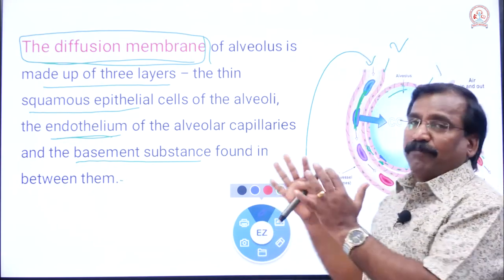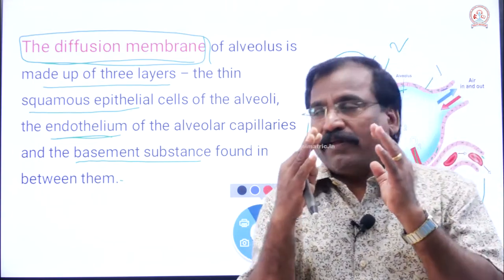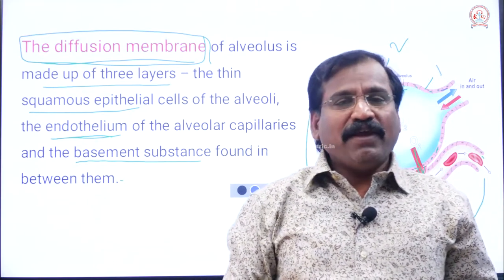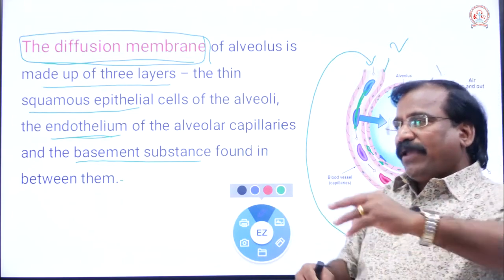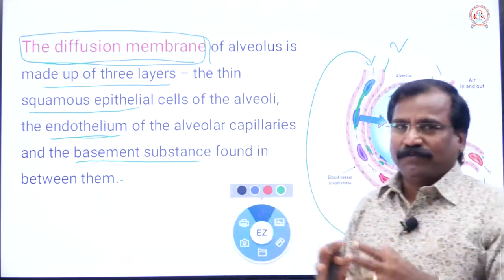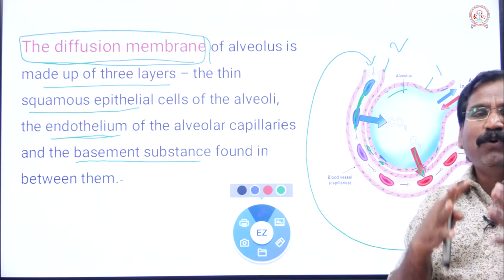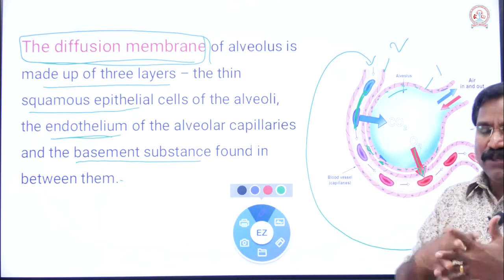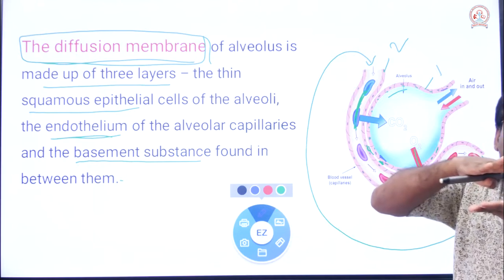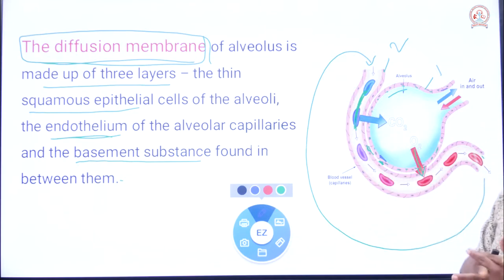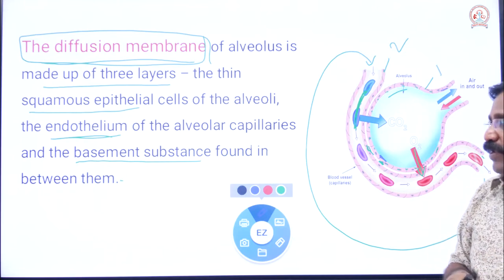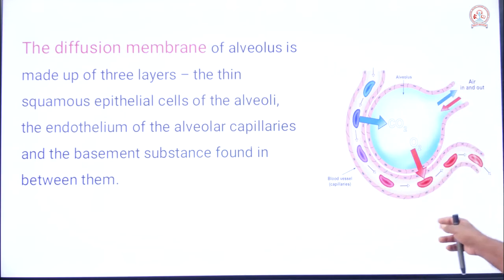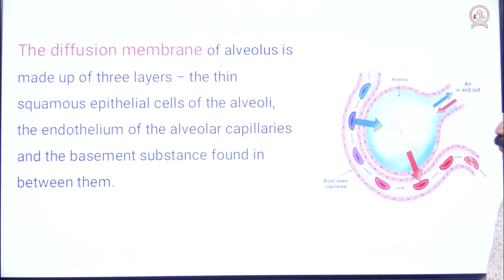So in this slide, you should mainly know what the diffusion membrane is: the membrane helpful for diffusion. Who forms it? Three layers: the squamous epithelium of the alveoli, the endothelial cells of the blood capillaries, and in between a basement substance. These three layers, 1, 2, 3, form the diffusion membrane. This is very, very important for MCQs as well as 2-mark or 3-mark questions. Please note.